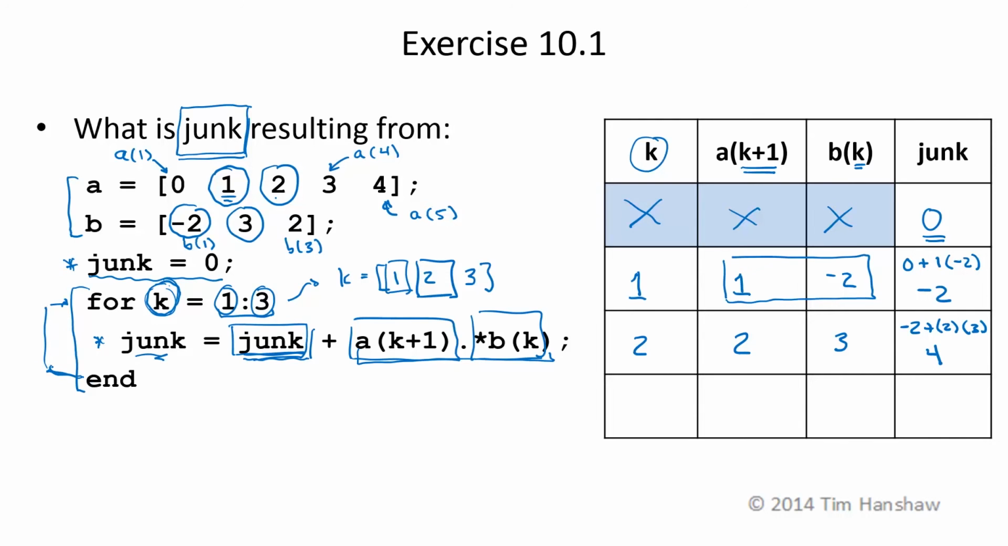We find the end statement, we go back to the for statement, k takes on the next value in its array, which is 3. A of k plus 1 is A of 4. A of 4 is 3. B of 3 is 2. 3 times 2 is 6, so the old value of junk, 4, plus 3 times 2 is 4 plus 6, which is 10. So when all is done, junk is equal to 10.